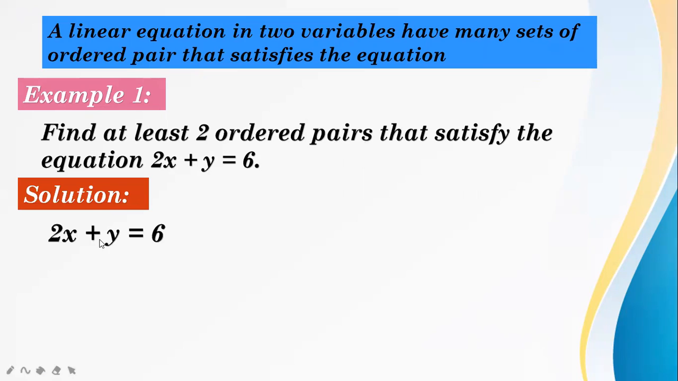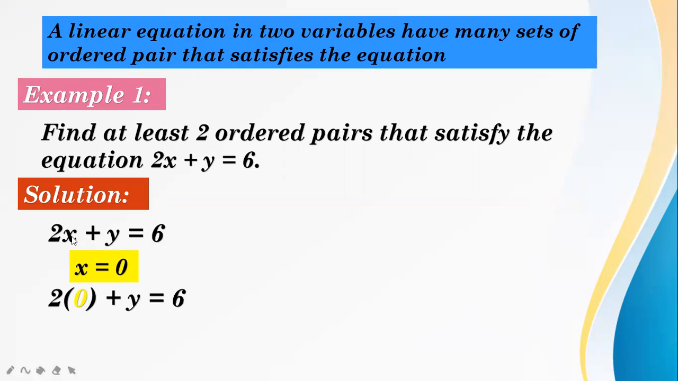Solution: 2x plus y equals 6. Then we have x equals 0. So all you have to do is assign any value of x. First, we use 0, so your x equals 0.